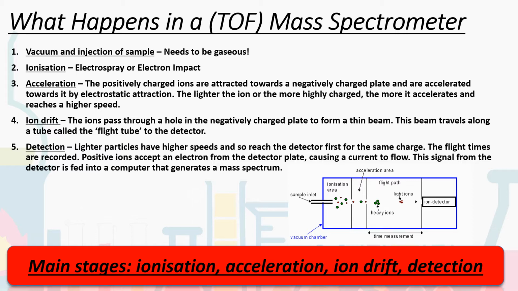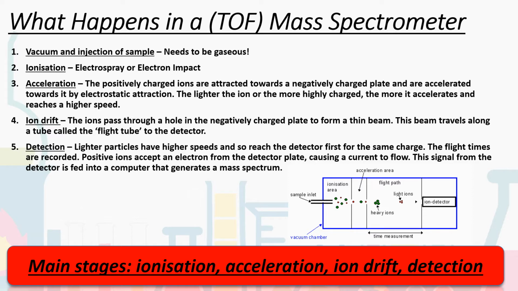So once we've made these positively charged ions, they are attracted towards a negatively charged plate. So we have simple sort of ionic charge attraction here. And so they get accelerated towards it by that electrostatic attraction. Now, as you can probably imagine, the lighter the ion is, the more it accelerates, and therefore by the time it reaches that negative plate, the higher the speed it has achieved. If we also have a more highly charged ion, that also is going to reach a higher speed because there's greater electrostatic attraction.